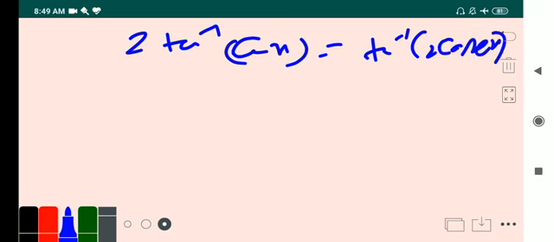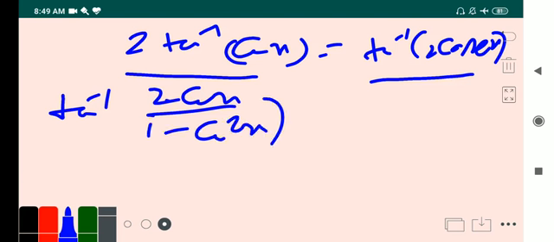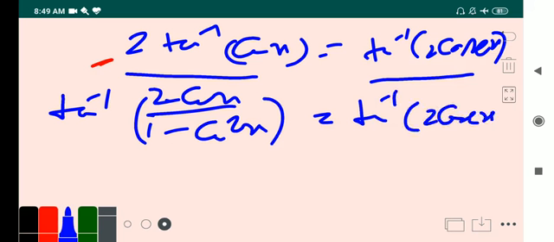2 tan inverse cos x equal to tan inverse 2 cosec x. We know that the expression of 2 tan inverse x equal to tan inverse 2x upon 1 minus x square. So applying that relation here, we have tan inverse 2 cos x upon 1 minus cos square x.